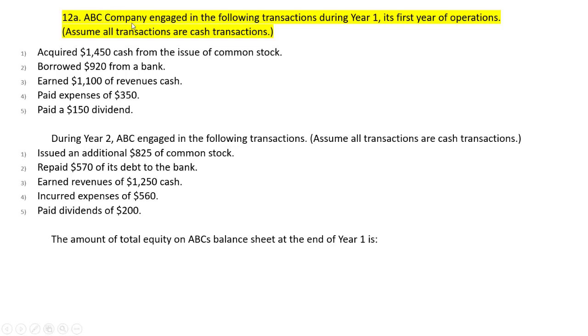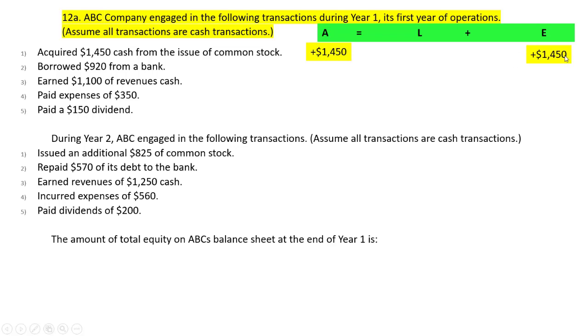ABC Company engaged in the following transactions during year one, its first year of operations. Assume all transactions are cash, and they want to know the amount of total equity on ABC's balance sheet at the end of year one. So let's go through these transactions, put up our accounting equation. We acquired $1,450 cash from issuing of common stock. So cash under assets goes up, and so does equity under stockholders' equity.